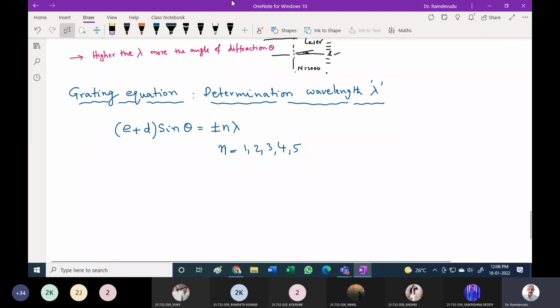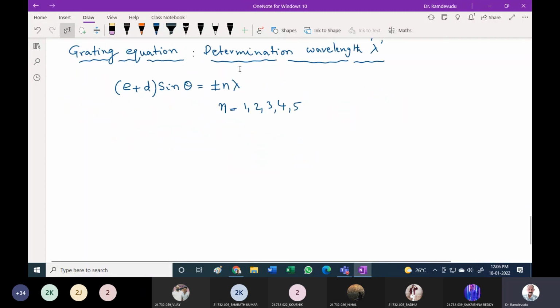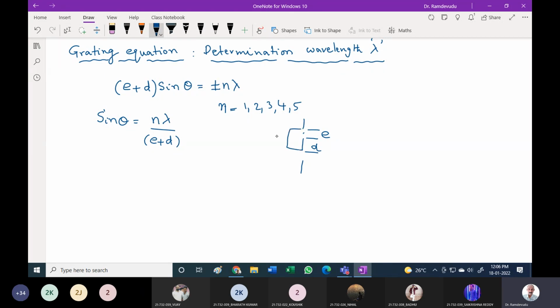Now I am writing this equation as sine theta. From this equation, sine theta is equal to n by lambda into e plus d. What are e plus d? I have to take it. Suppose e is the slit width and d is the separation. We have said that the width of the slit is e, separation is d. Now this is actually e plus d.